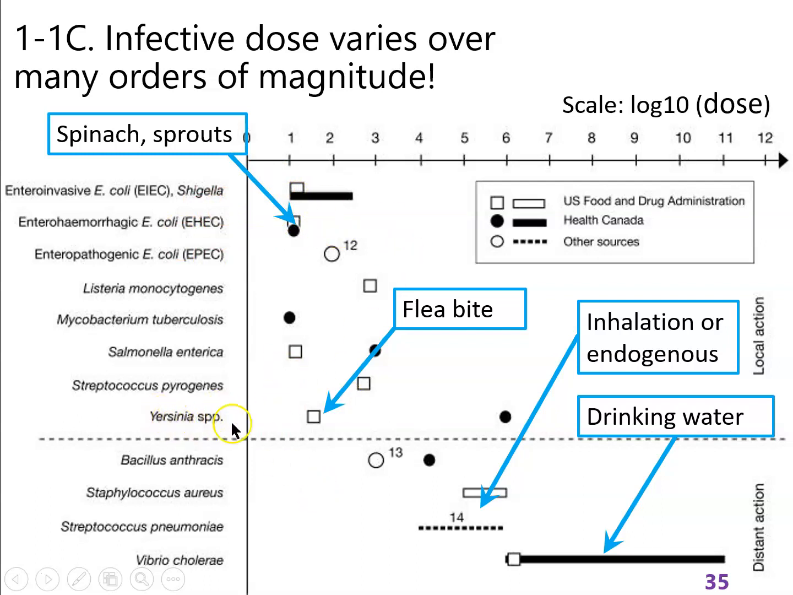Yersinia, which causes the bubonic and pneumonic plagues, is given to us by a bite of a flea. Streptococcus pneumoniae can be growing in your pharynx without you ever knowing about it, or you can inhale it from another patient who has it, and then you get cholera from contaminated drinking water.